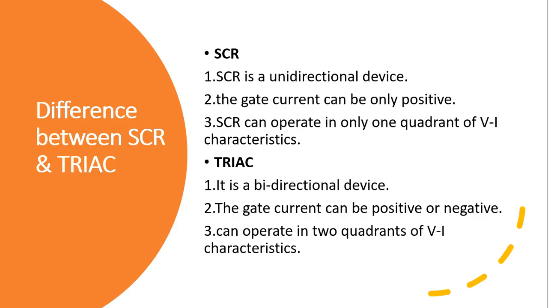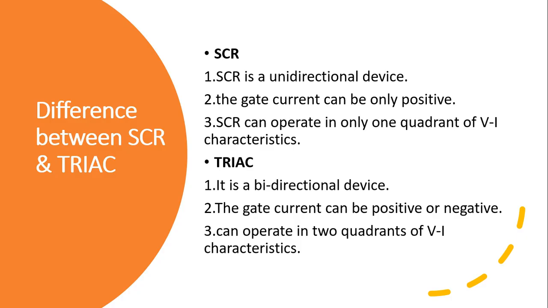So what are the differences between SCR and TRIAC? SCR is a unidirectional device, so it can conduct only in one direction, that is from anode to cathode only. In the reverse direction, the current flow is not allowed. And the gate current can be only positive. The positive gate voltage will be applied across the gate and the cathode. And the SCR can operate only in one quadrant of VI characteristics, that is the first quadrant.